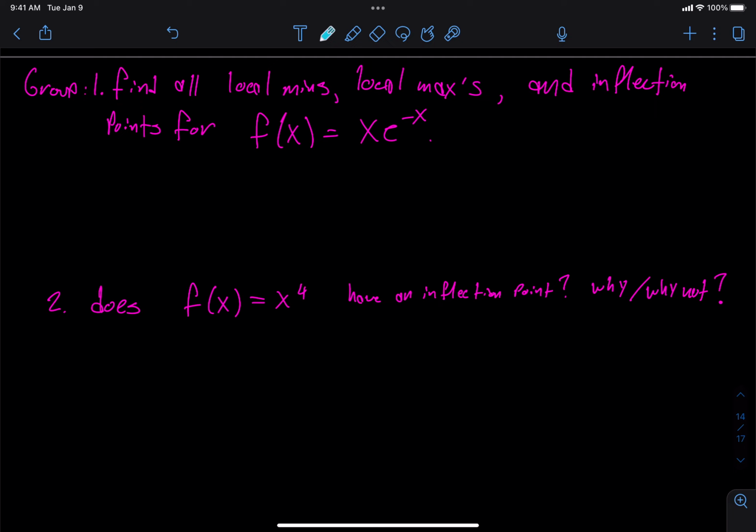Okay, let's talk about it as a group. I'm sensing some confusion. Who feels confused by number 1? Okay, that wasn't my intention, but let's work through it together.